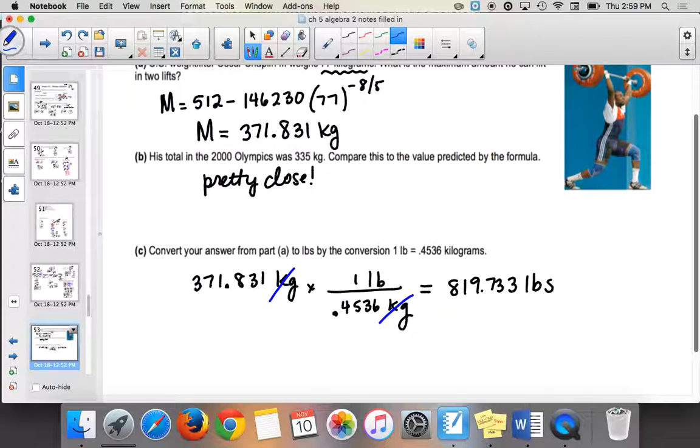So that means in a single lift, he's about 410 pounds, right? That's a lot for a guy that's 170 pounds. That's pretty impressive. So, all right, that's your real-life problem of the day.